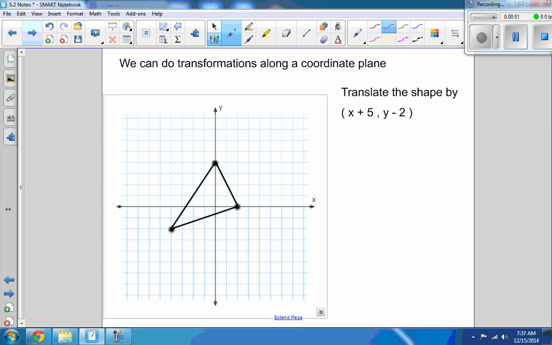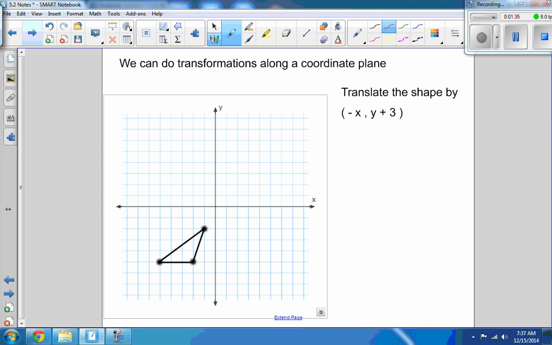X plus 5, y minus 2. Remember, that's also seen as a vector, 5, negative 2. So x plus 5, so let's do A, B, C. We go over 5 on the x, and then y minus 2 to here is A prime. B, x plus 5, y minus 2, B prime. And then C, x plus 5, y minus 2, C prime. Now, since it maintained the shape, it is isometric.